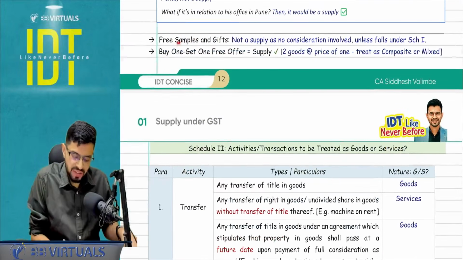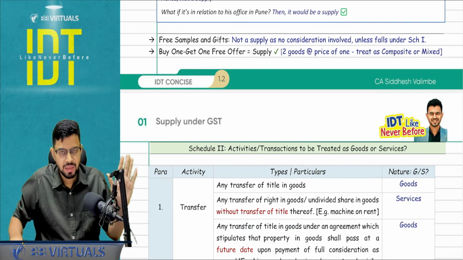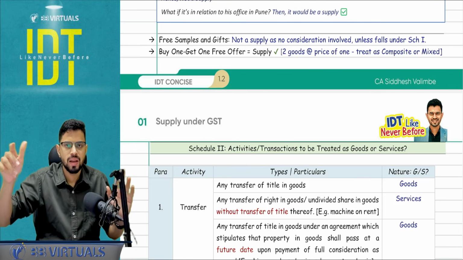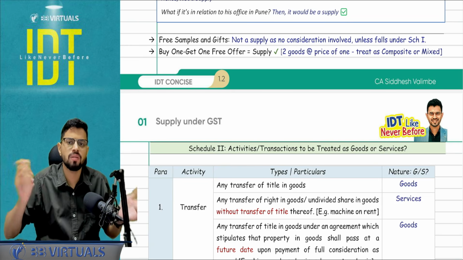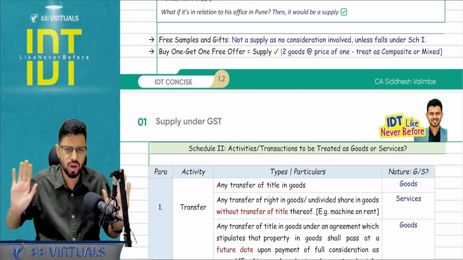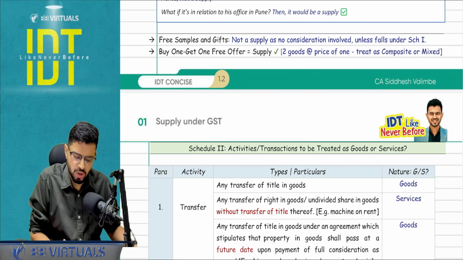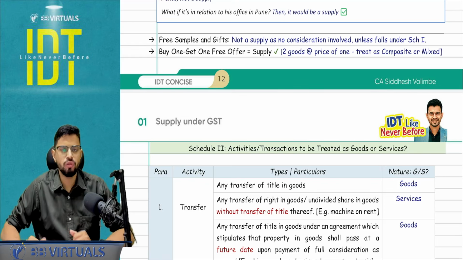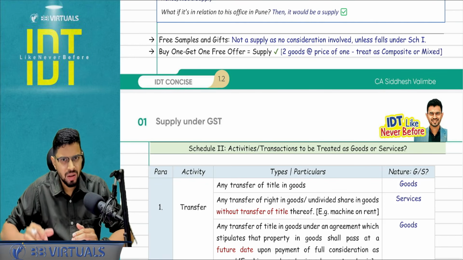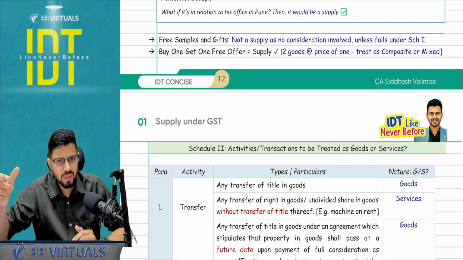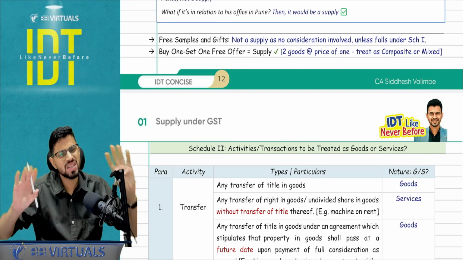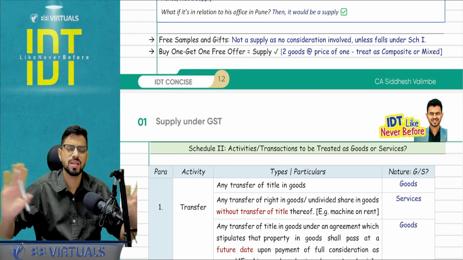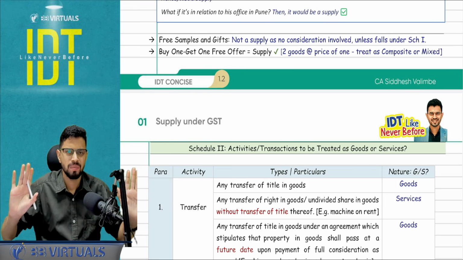A small point, free samples and gifts, there is no consideration. Hence it is not a supply. If I'm giving something away for free, it is not a supply unless in some manner schedule number 1 applies. But if schedule 1 does not apply, it is not a supply. And sometimes there are transactions of buy one get one free. So sometimes you go to a mall and you see the offer as buy 2 get 2 free. Are you buying 2 items and getting 2 items for free? No. It is just 4 items at a price of 2. It's a normal supply. All the parameters are complied. Okay.